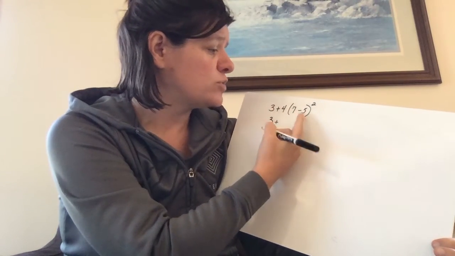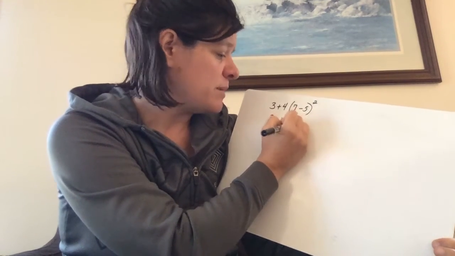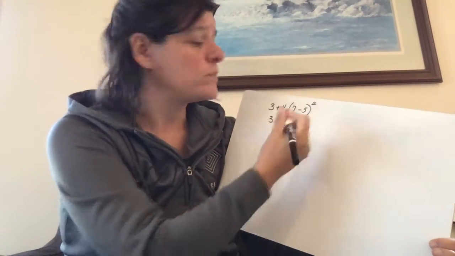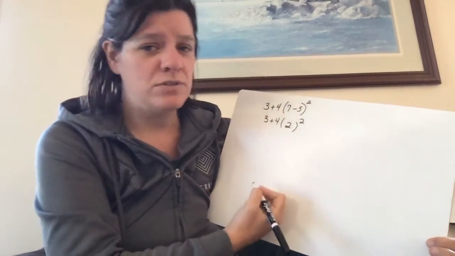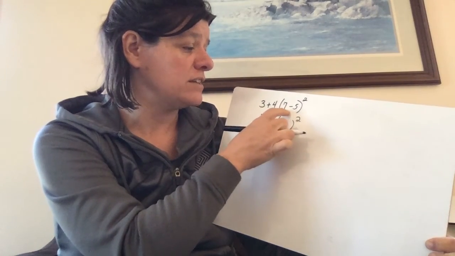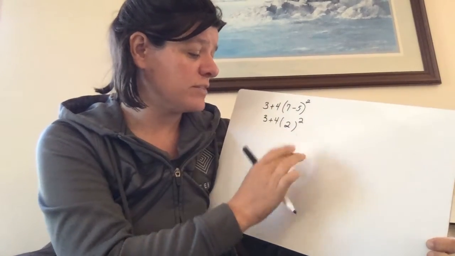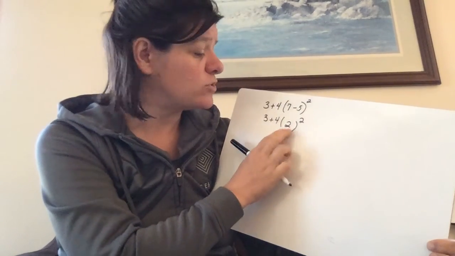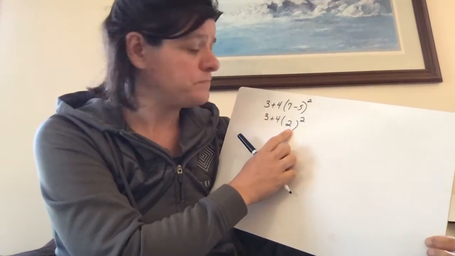Okay. So the first thing I'm going to do is work inside my grouping symbols. So the 3 stays the same, the 4 stays the same. I'm still going to need to multiply. And whatever I get in here, I'm still going to have to raise it to the second power. So I do 7 minus 5, and I get 2. Okay. And notice how this is pretty much the same as that, except I've simplified this thing here. So I've done inside the grouping symbols to simplify it to 2. And then I write that there. Then there's nothing left in the grouping symbol. So there's a 2 inside of here, but there's no operations in here. So I'm done with my grouping symbols.